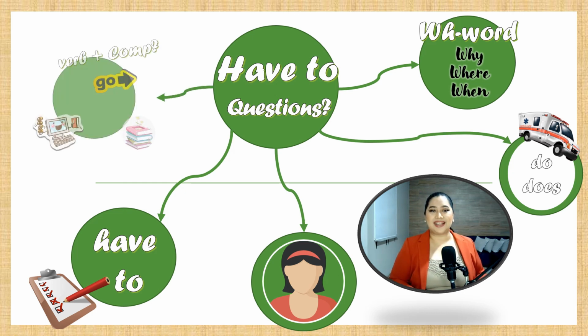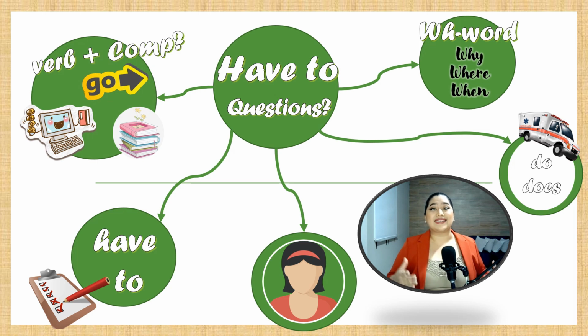Right? And finally, we use a verb plus a complement. Of course, here the verb is in the infinitive form, plus a complement. For example, hey, what time do you have to go? Or maybe, what do you have to study? We're asking for these obligations.